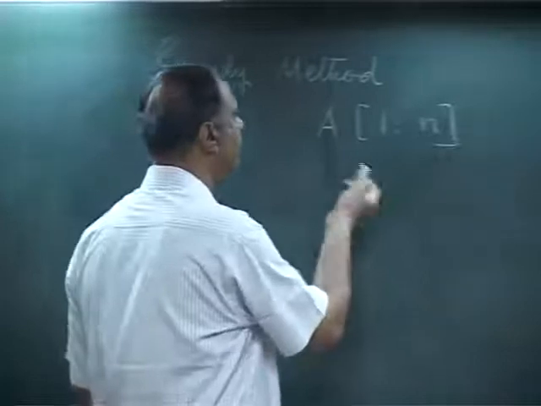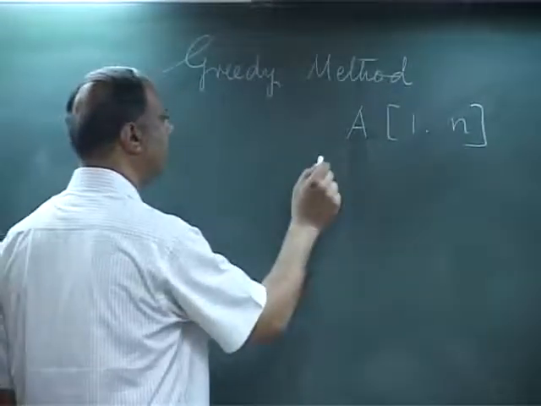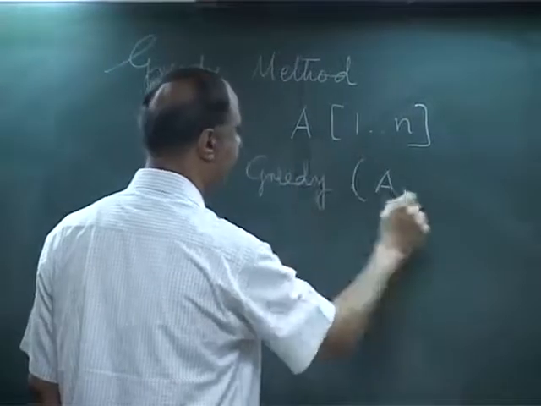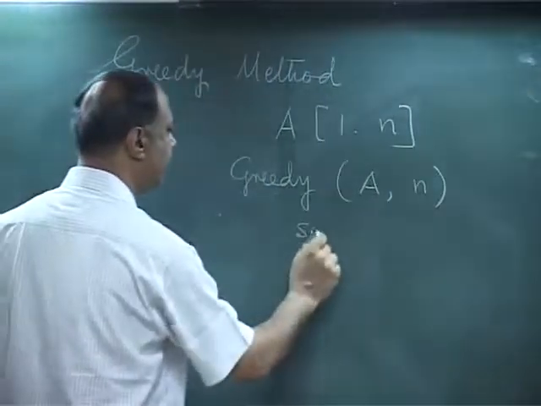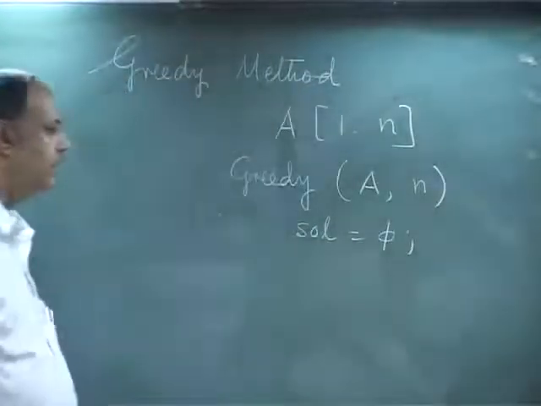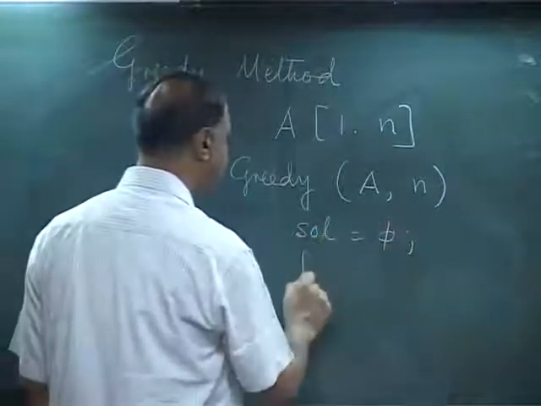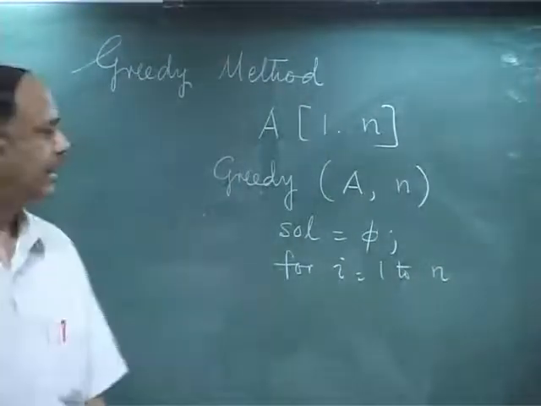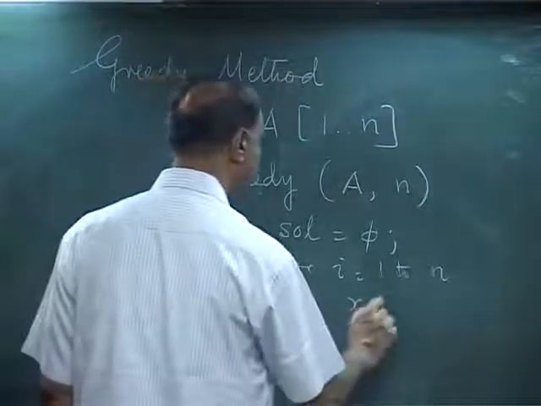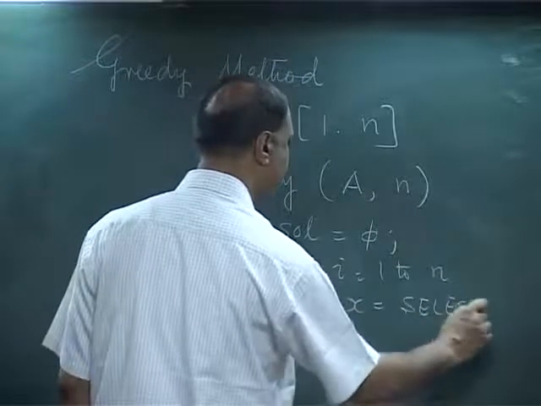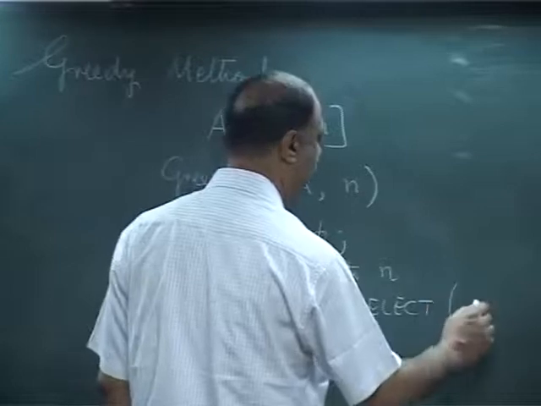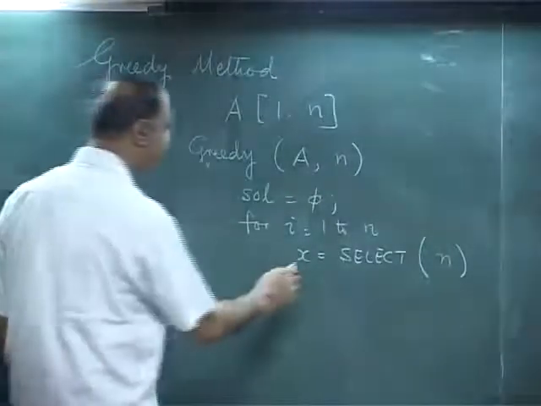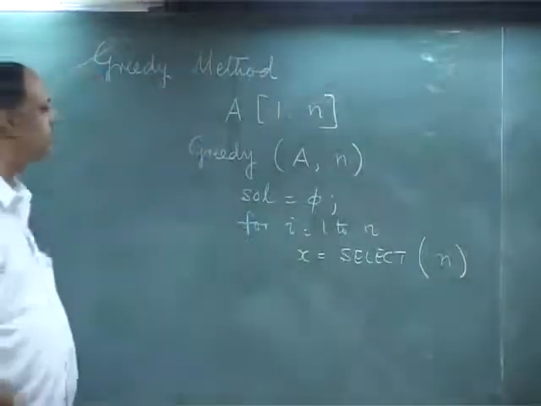So initially, if I write the algorithm greedy, the generic algorithm for greedy with n parameters, then your solution is initially phi, the null solution, and then you have to select one after another. So for i equals 1 to n, x equals select one parameter out of n, and you check whether selecting x will lead to a feasible solution or not.